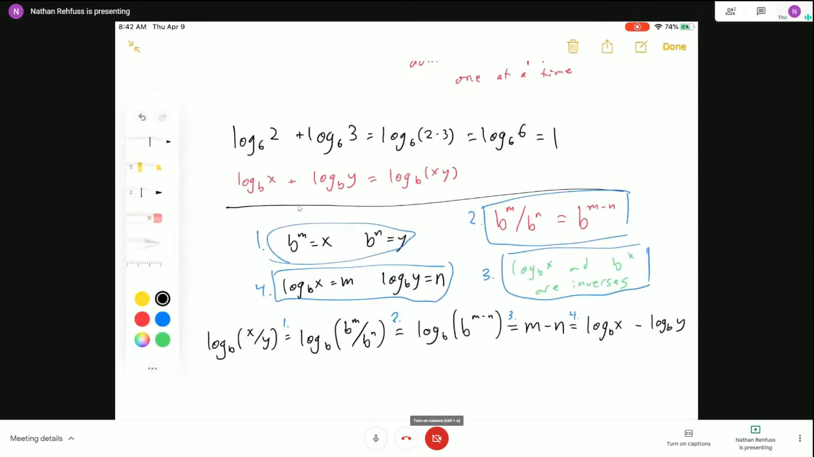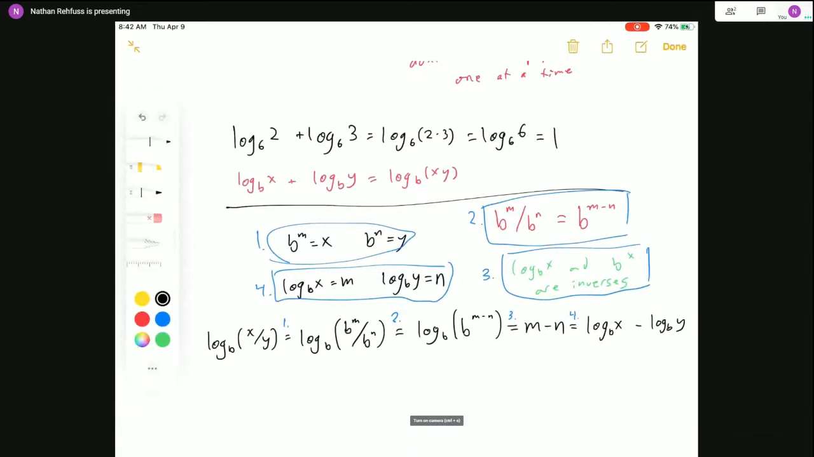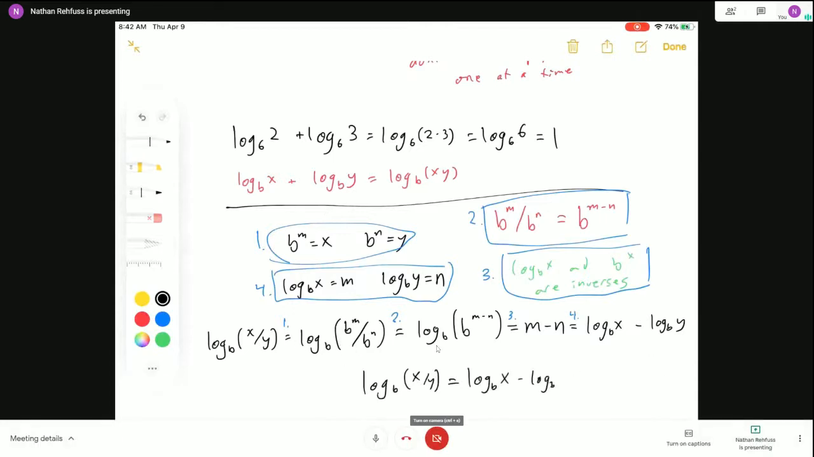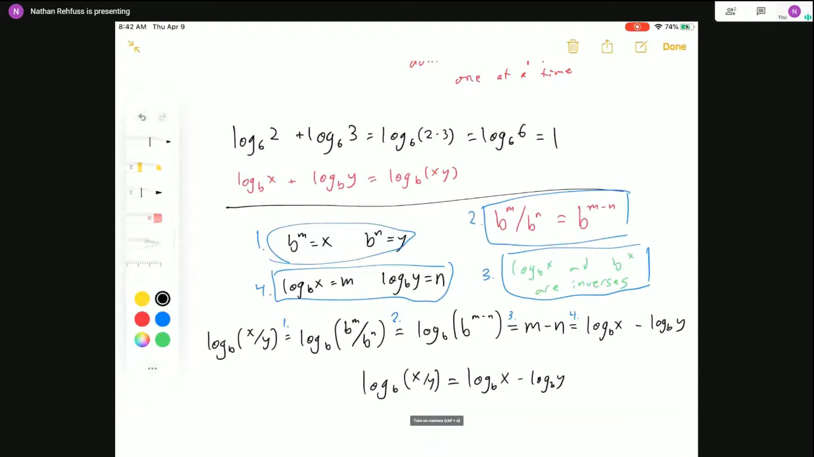If I say log base b of x divided by y equals log base b of x minus log base b of y, we've shown that it has to be true. So since this has to be true for any b, any x, and any y, as long as they're in the domain, we're going to call this the quotient property, just like the product property before it.